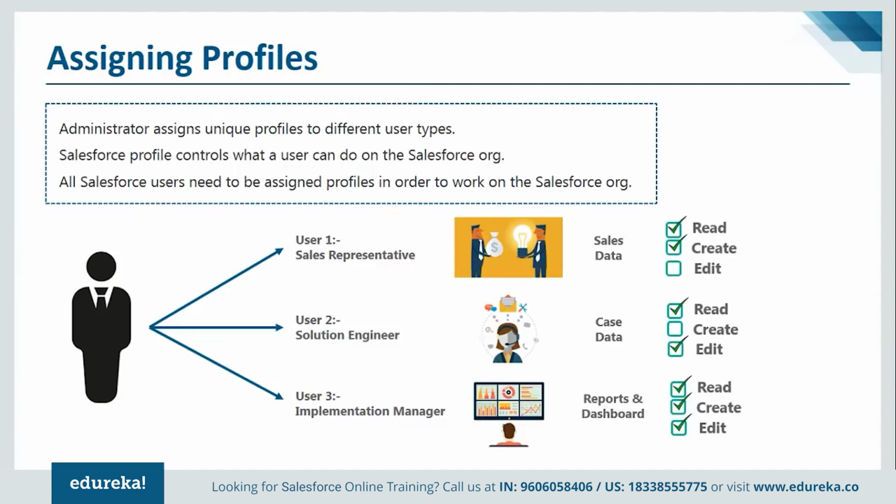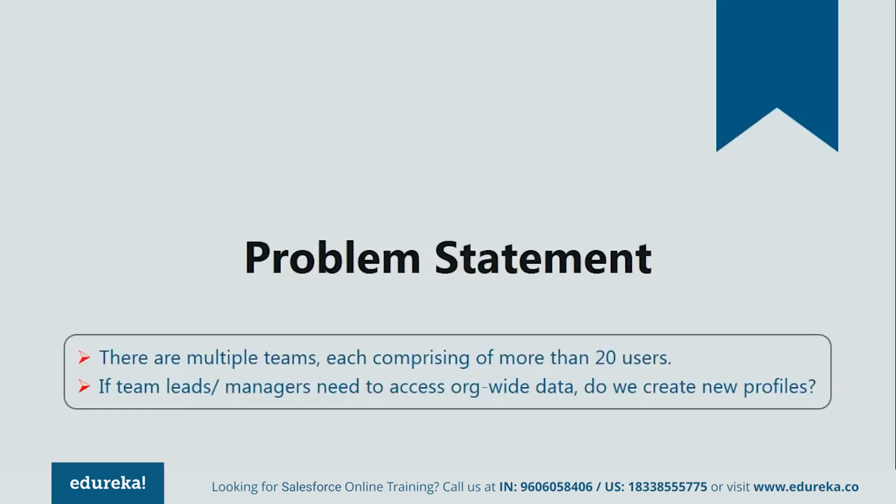But before talking about permission sets, I want to give you this problem statement here. As per the problem statement, we are speaking about the same thing. Multiple teams comprising of 20 users, and if there are team leads or managers who need access to organization-wide data, then do we create new profiles, right? So it's a similar thing. In our case, the team leads or managers would probably need access to data that is present in some other team. So if it's a sales manager, he might want to see how many tickets come for a particular product, and which ticket has the most queries and the most cases pending.